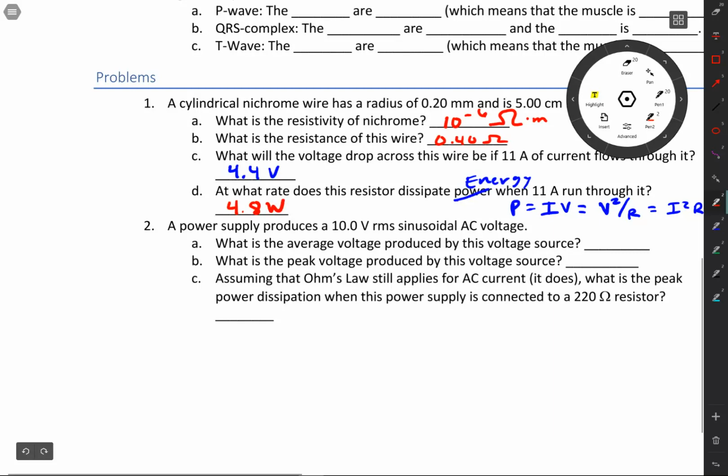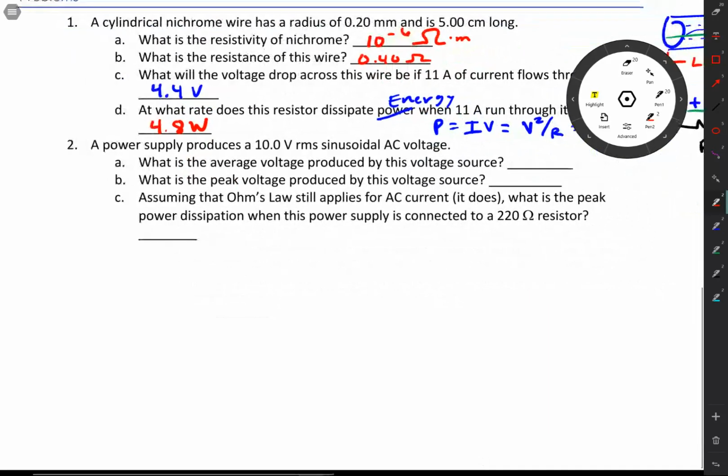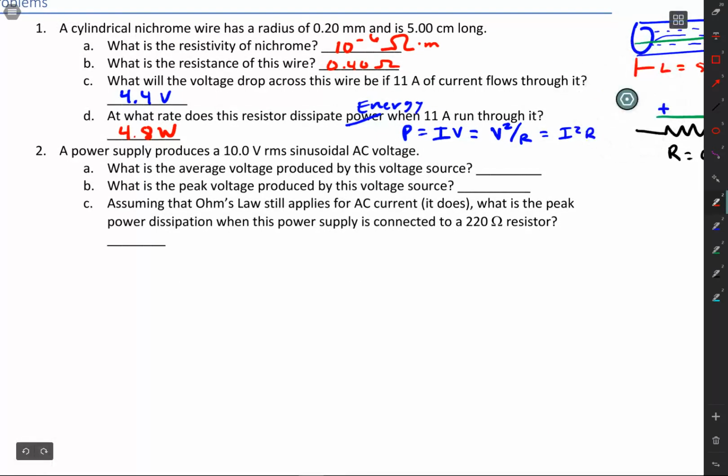All right, so that's the first problem. Now we have two problems in this one, so let's just move right on to the next problem.